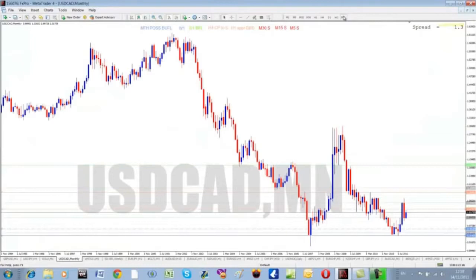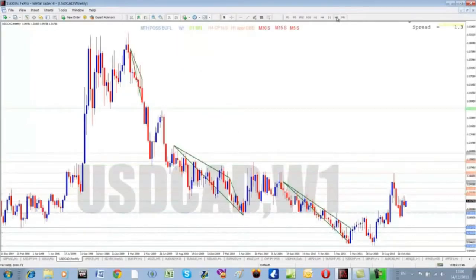So back to monthly again. We have all the information we need here. We have our alerters set up for when any of these zones are entered. As I say, each of these are on every time frame. Now we go down to weekly.